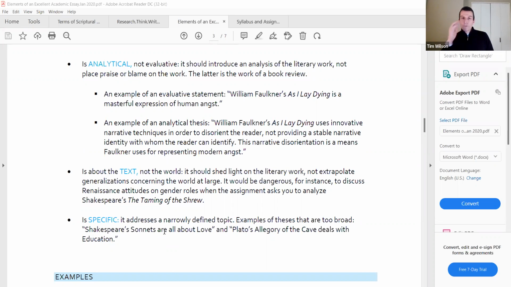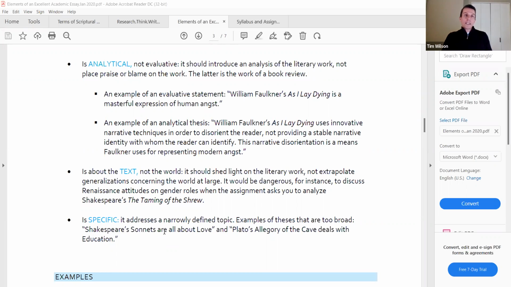So the same with Henry V. It's a whole play, it's a big play. So somewhere in that thesis, or at least in how you're going to narrow in on that thesis, you're not talking about the whole play. You're going to be talking about an aspect of the play, maybe a scene in the play. Maybe that's one way of narrowing it down. Another example here, Plato's allegory of the cave deals with education. So again, it's too broad.